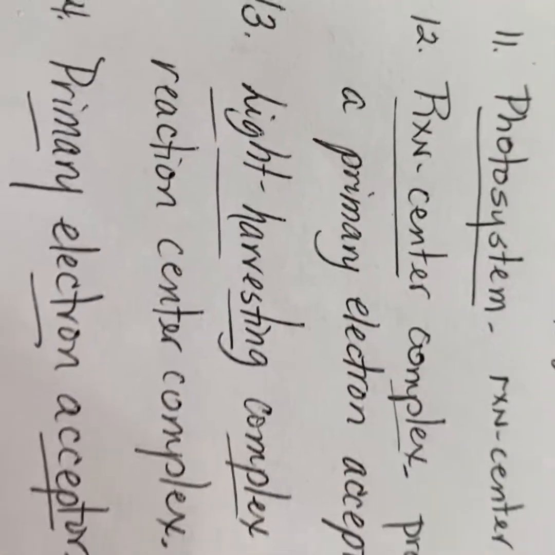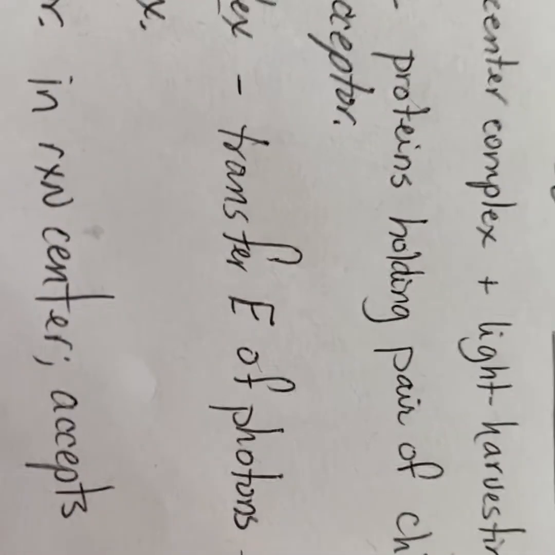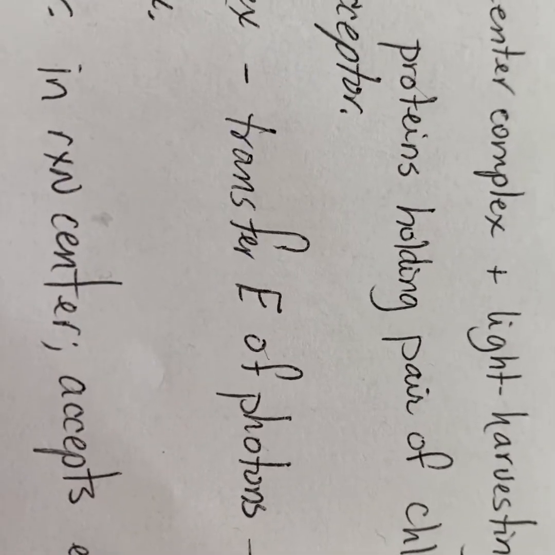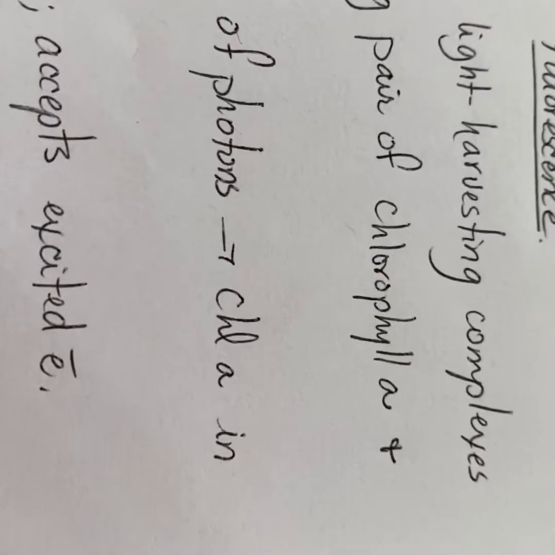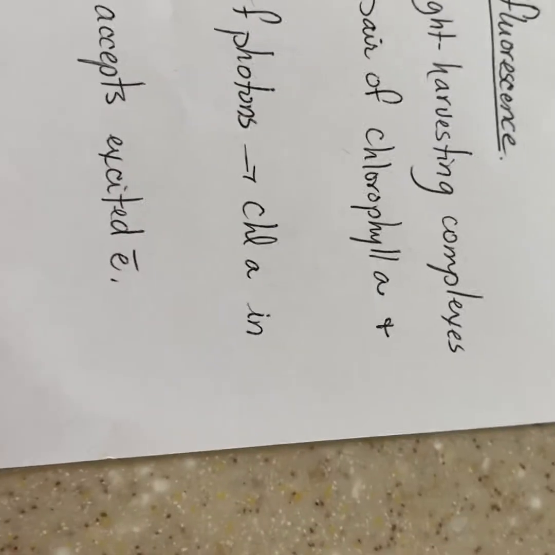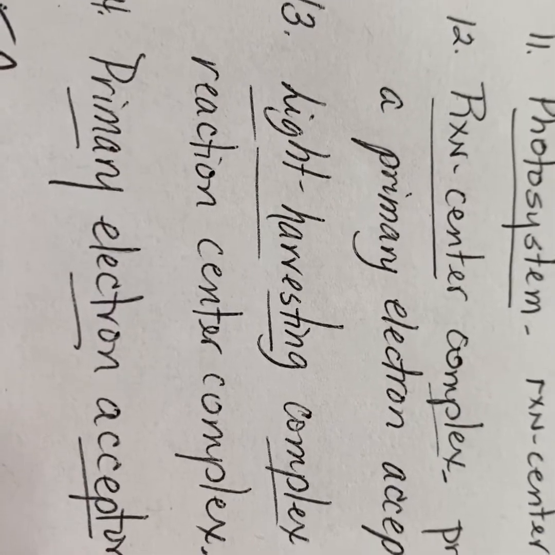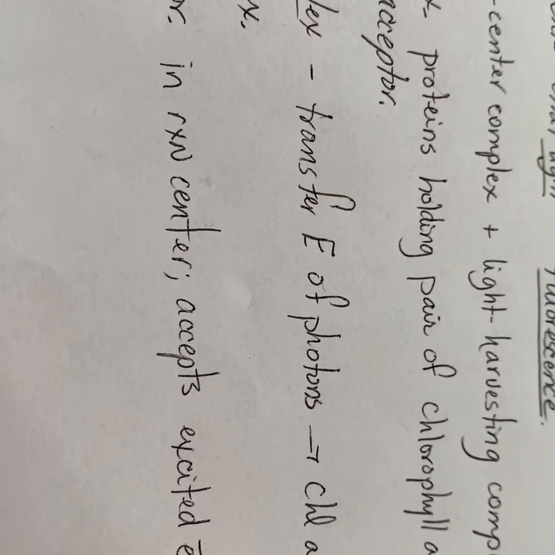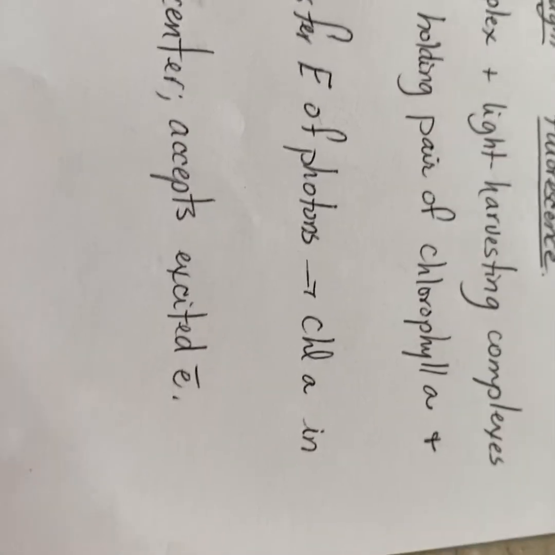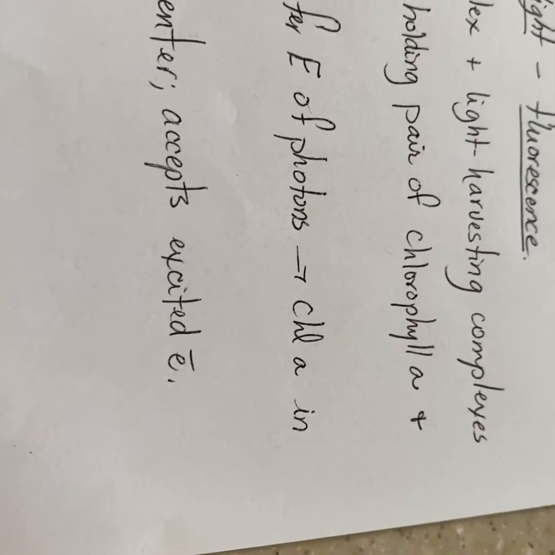The light harvesting complex is responsible for the transfer of the energy of photons and chlorophyll to chlorophyll A in the reaction center complex. Primary electron acceptor is in the reaction center, and it accepts excited electrons.